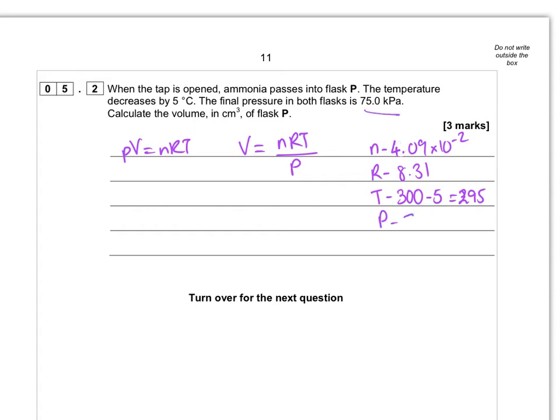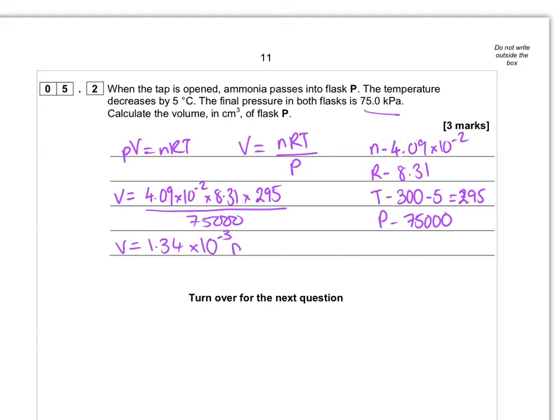And pressure is given to you in kilopascals. Remember, you've got to convert it. So that becomes 75,000 pascals. The next thing we need to do is substitute that into the equation. And that comes up with a value of V, which is 1.34 times 10 to the minus 3. Now remember, it comes out of the ideal gas equation as metres cubed.